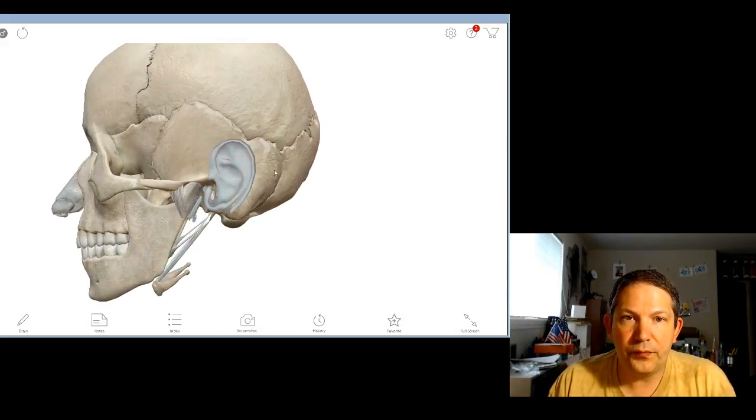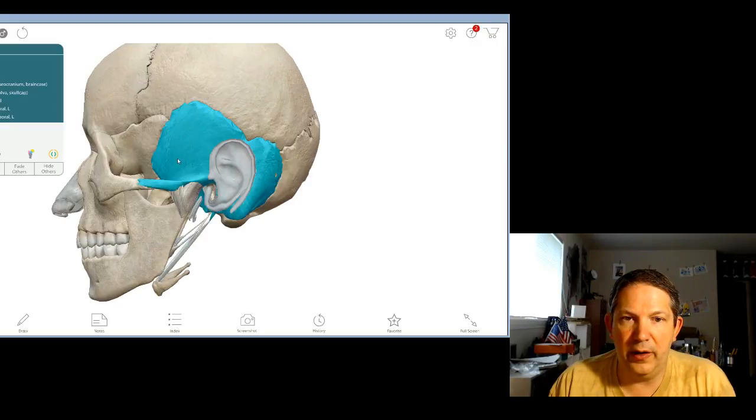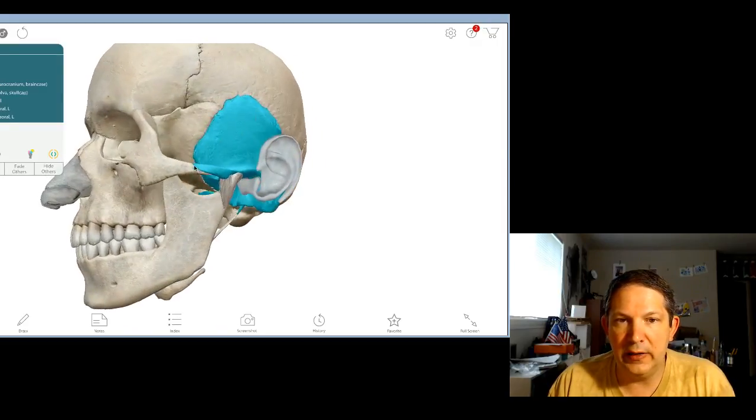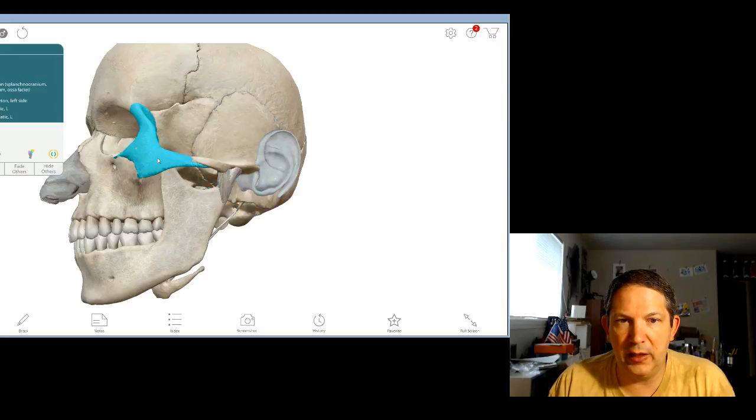Okay, beneath the parietal we have a temporal bone on each side, and you can see that the temporal bone is connected to the zygomatic bone, and that together they form a zygomatic arch.